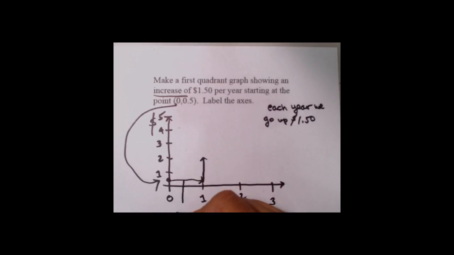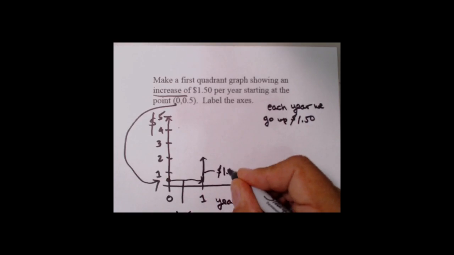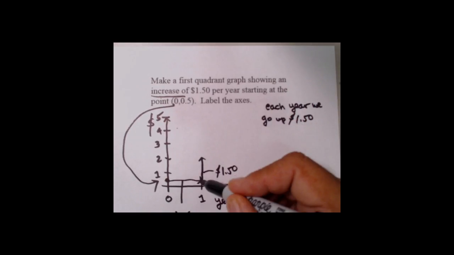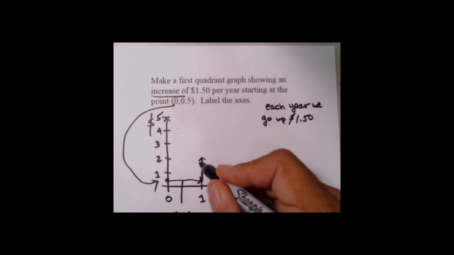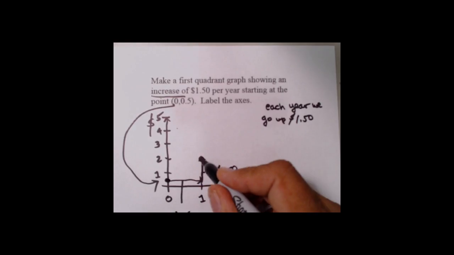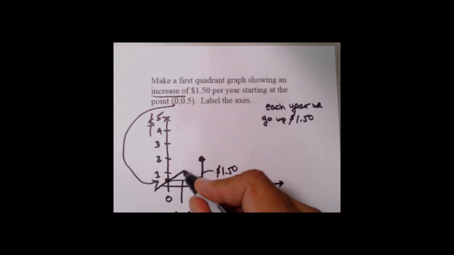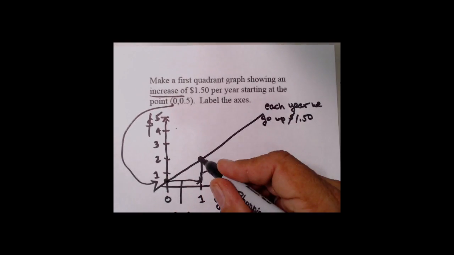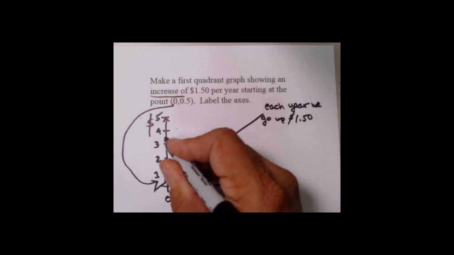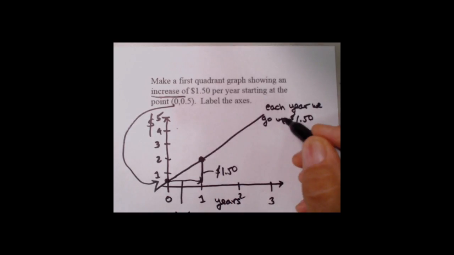So notice this is 1 year. And this is $1.50 going this way. Well, what we've done is we've completed the change for 1 year. We've gone over 1 year and we've gone up $1.50, which takes us right to 2 here. And that happens to be another point on our graph line. And we could draw it just from that. You could do more steps, go over another year and up another $1.50, and you'd be about 3.5 here. But once you get a couple of points, just get your ruler out and graph it, and there you are.